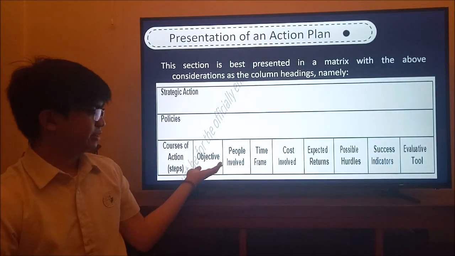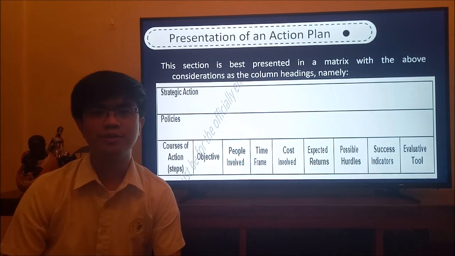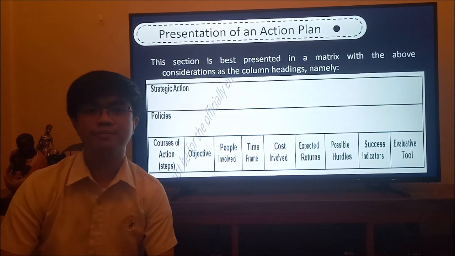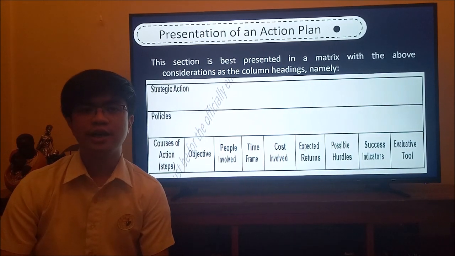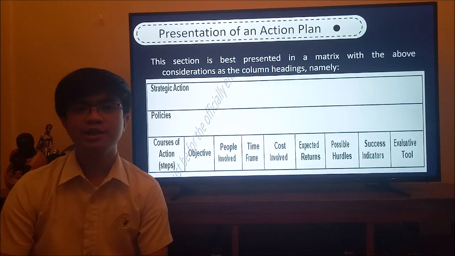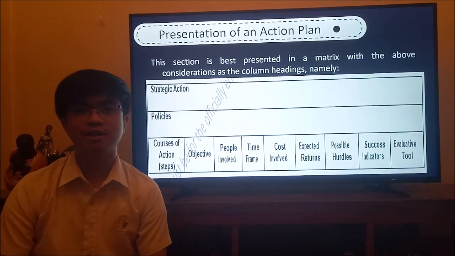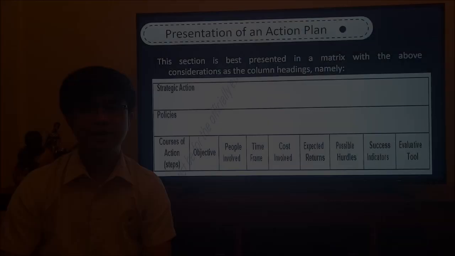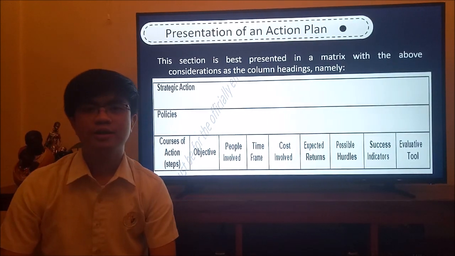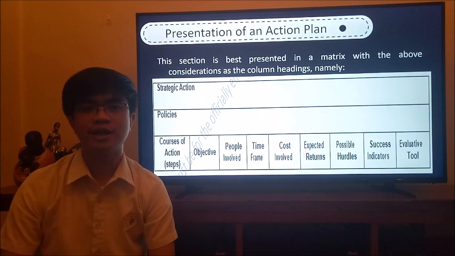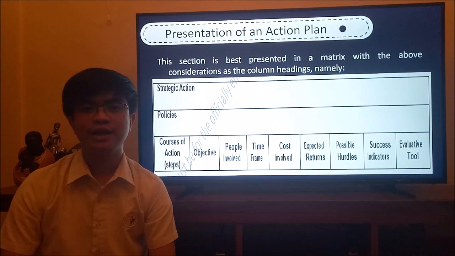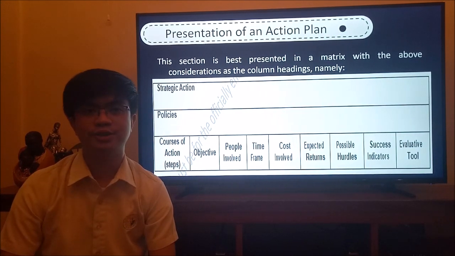Next would be objectives, which set the aim to accomplish for every course of action. This must be definitive and measurable. Next would be people involved. This pinpoints who will be involved, like positions and authorities in that particular step. This may be undertaken by a third party like the consultants. Next would be time frame. Consistent with the Gantt chart or PERT or CPM, this is the specific time or period that will be consumed in undertaking that particular course of action.